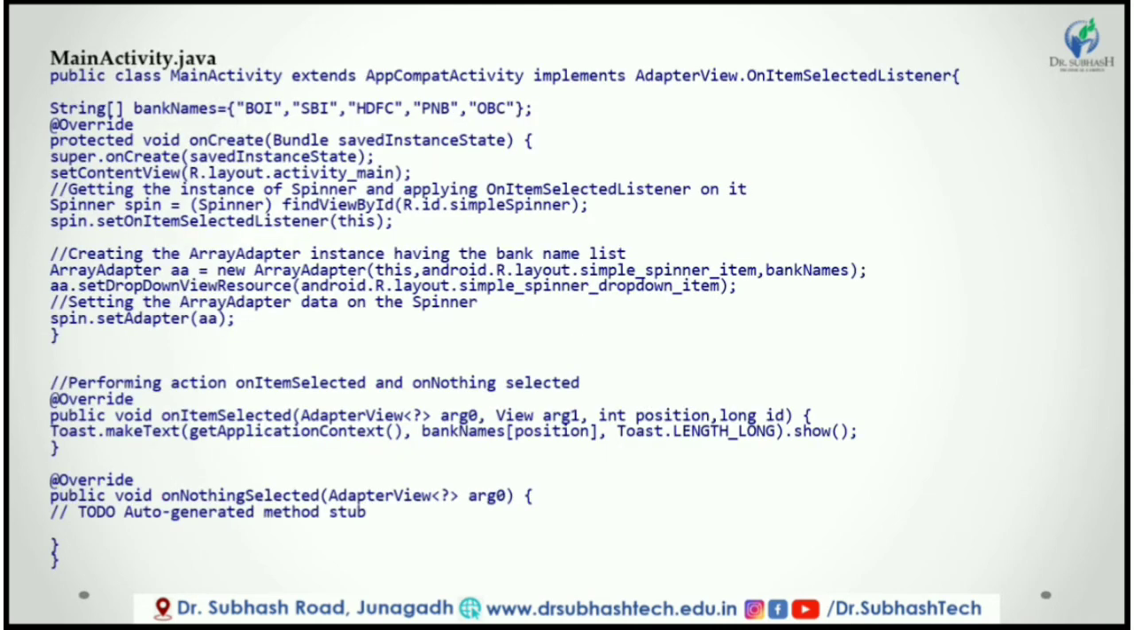In step 3, now open app into Java, into package, into MainActivity.java and add the following code. Here we will use array adapter to fill the data in spinner, and also we are using toast to display when the item in spinner is selected.